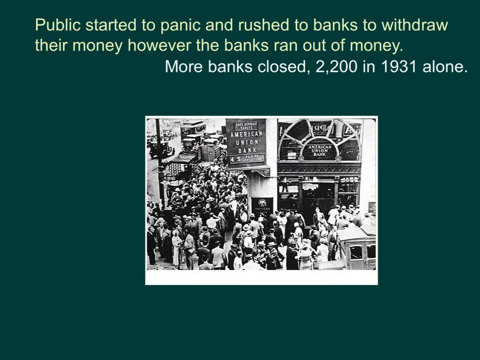The public started to panic and rushed to the banks to withdraw their money. However, when they got to the banks, the banks were out of money. To see how this works, when you deposit your money, it kind of goes into a pool. And so your money might be given to someone else, but they keep track of how much you put into the bank. So there's only so much money that's in the actual building itself. The rest of it might be sent to who knows where, like the safety deposit or whatever. But the point is, people came to the banks to get their money, and there wasn't any money because A, the banks loaned out a lot of the money, and B, they invested money into the stock market. More banks closed. Over 2,200 banks closed in 1931 alone.